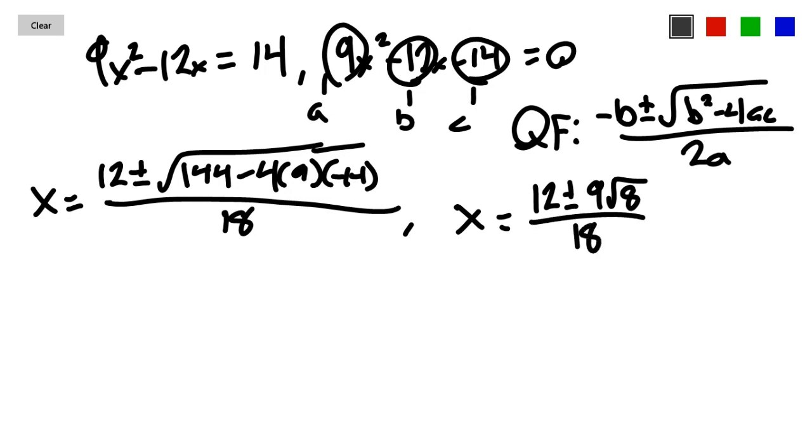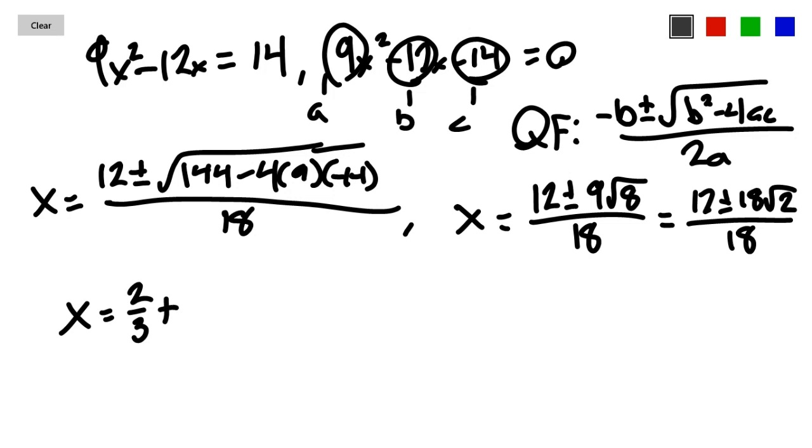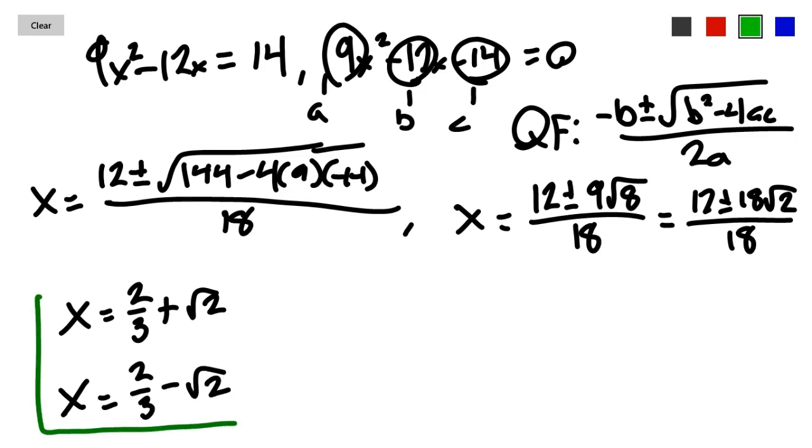And the square root of 8, you can write it as the square root of 4 times 2, and that simplifies to 2 root 2. So we'd have 12 plus or minus 18 times the square root of 2 divided by 18. And if I factor this out and simplify it, I've got x is equal to 2 over 3 plus the square root of 2, and x is equal to 2 over 3 minus the square root of 2. So again, it would be very difficult to pick out these factors just directly. However, with the use of the quadratic formula, it makes it pretty easy for us to solve for x whenever we have really ugly coefficients.